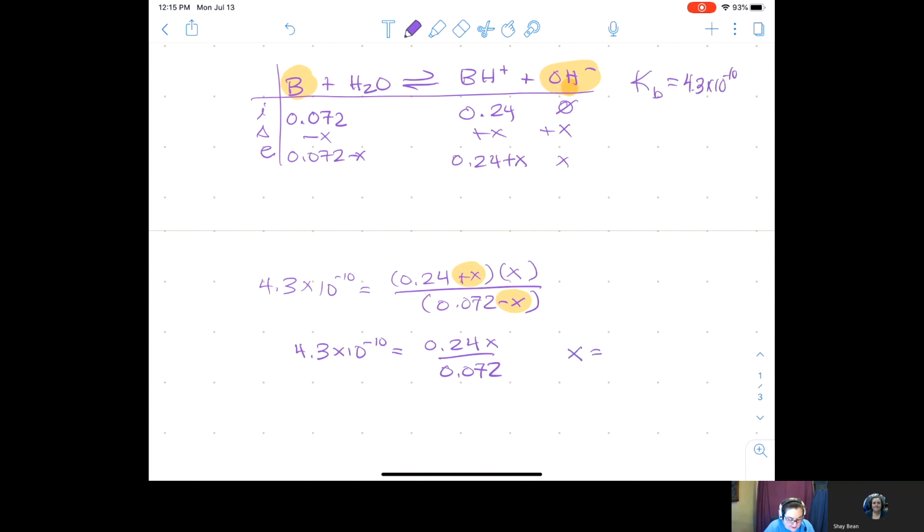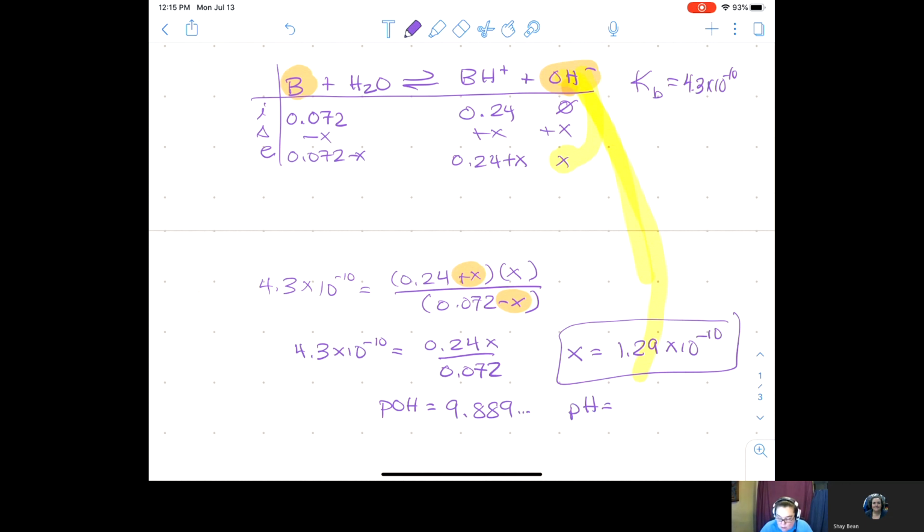Give me a second to calculate it. You should be punching along with me. And I get 1.29 times 10 to the minus 10. That is a very small x. The approximation method is fine. Do recall that x is the OH minus concentration. And so from that, I can get the pOH by taking the negative log of it. 9.889 dot dot dot, which means the pH is, how about 4.11?